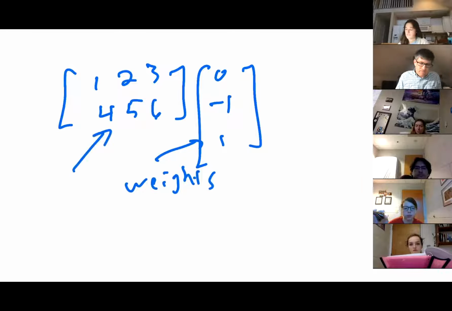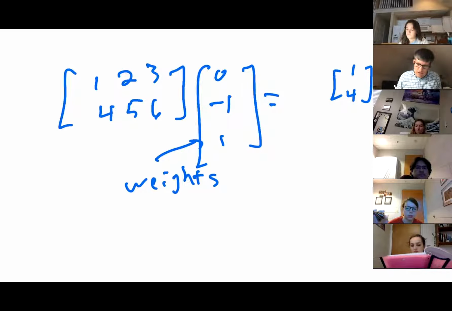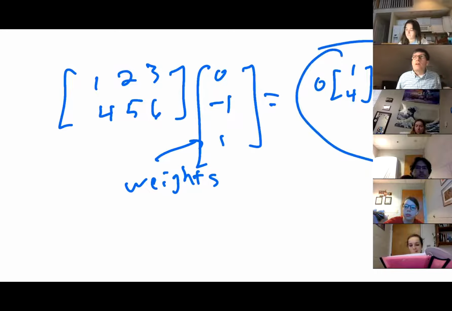and these are the columns. So it is a linear combination of these three vectors, 1, 4, 2, 5, and 3, 6, with weights 0, -1, and +1, right? So honestly, if you gave me this answer right here, I'd be happy, right? You could also compute that if you wanted to.